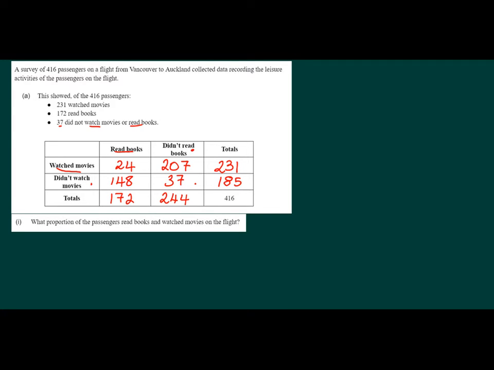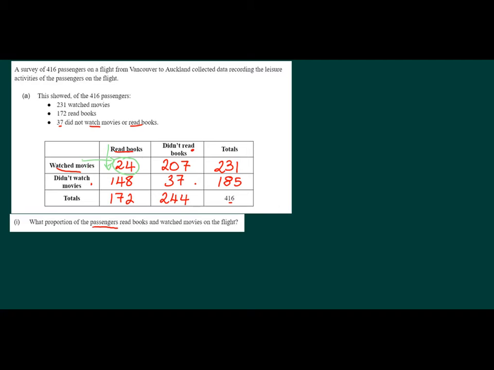And here is the first question. What proportion of the passengers read books and watched movies on the flight? So this is proportion of the passengers, so we know we're dealing with all of the passengers, and how many read books and watched movies. So you'd go down the read books and watched movies, you're dealing with the intersection between these two options. So there's 24 passengers that not only read books but also watched movies.